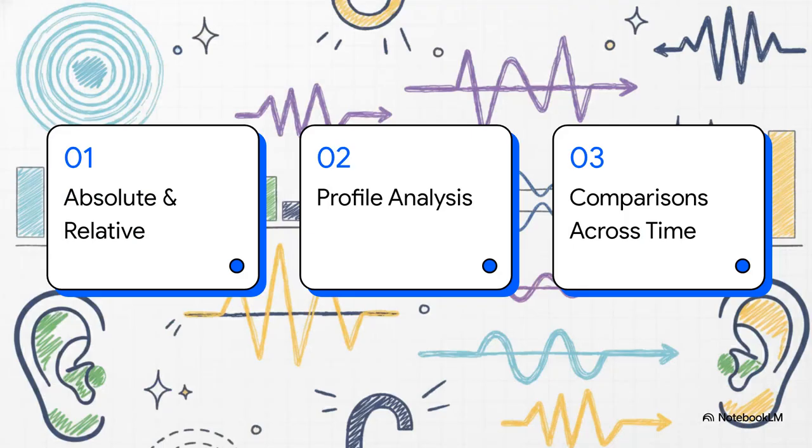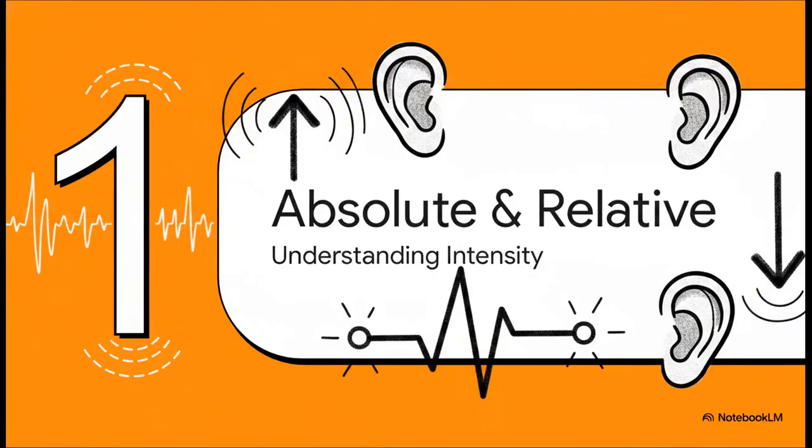Well, to answer that, we're going to follow this roadmap. We'll start with absolute versus relative intensity. Then we'll move into a really cool process called profile analysis, and finally, we'll wrap up with comparisons across time. Okay, let's jump straight into section 6.4.1, absolute and relative intensity.